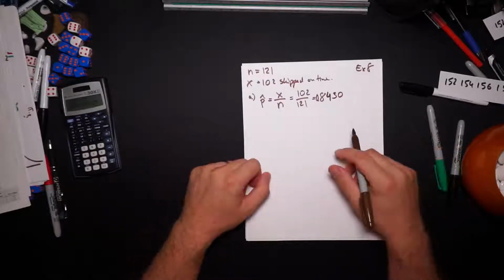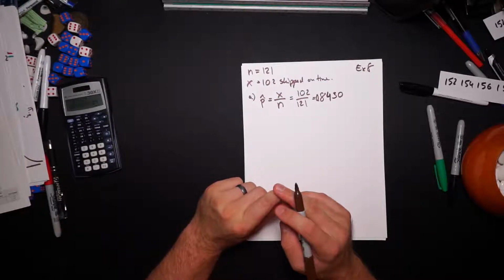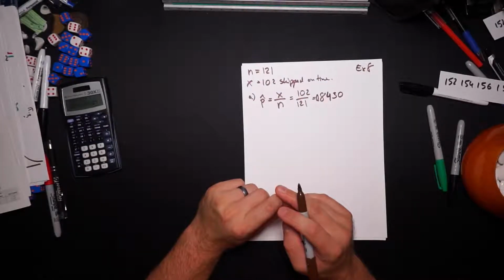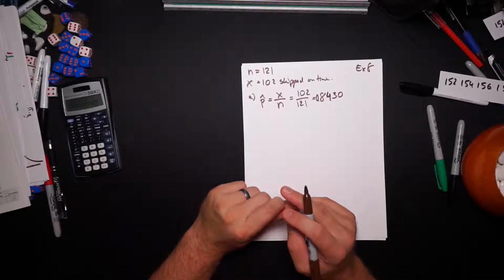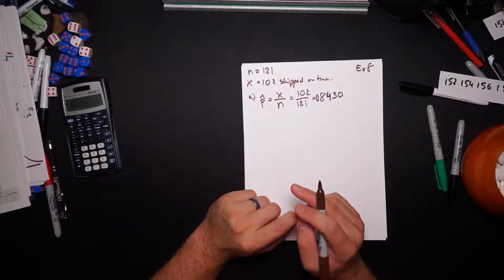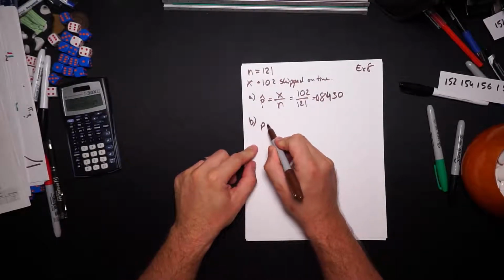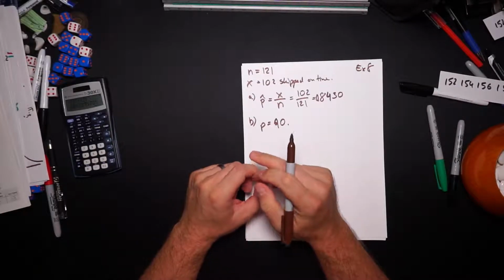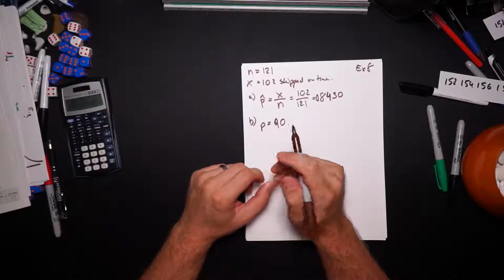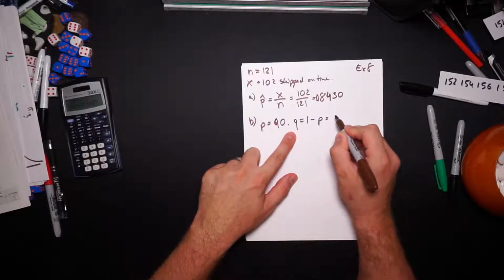Alright, so we have proportion. B, confirm that the sample is large enough. Use P of 90. Corresponding assumption of the... Okay, so B. P equals 90. And we need to check this. So if P is equal to 90, Q equals 1 minus P.